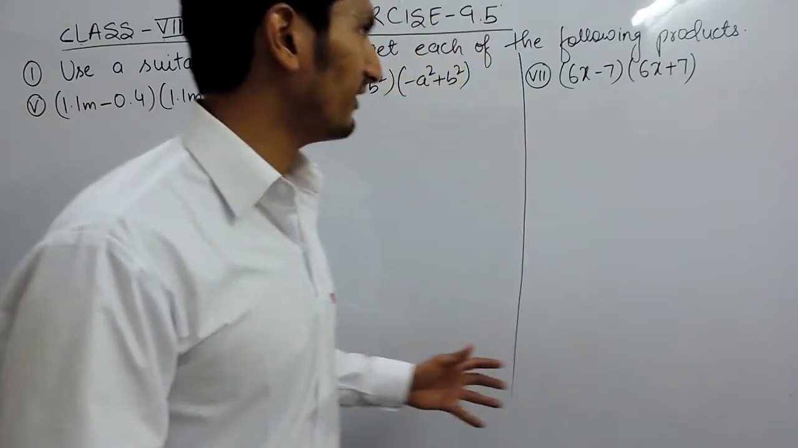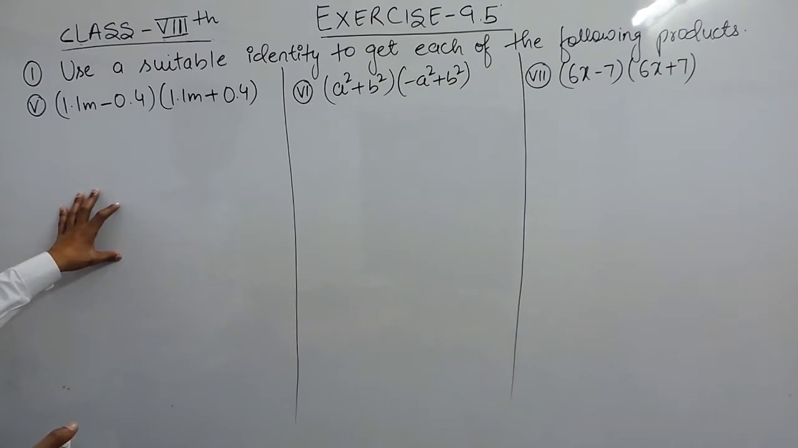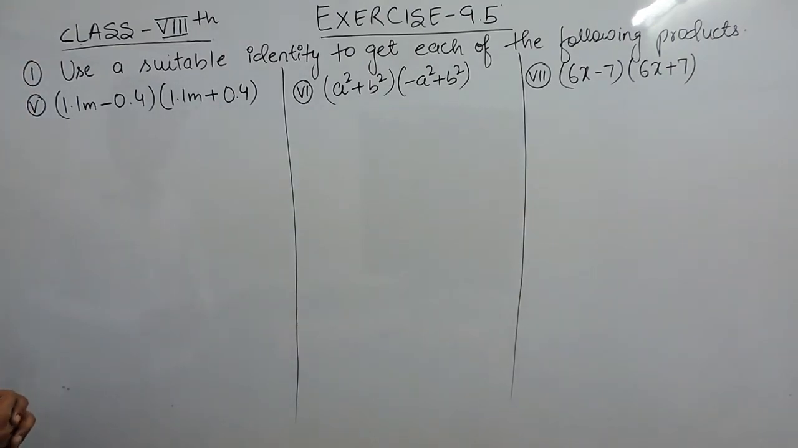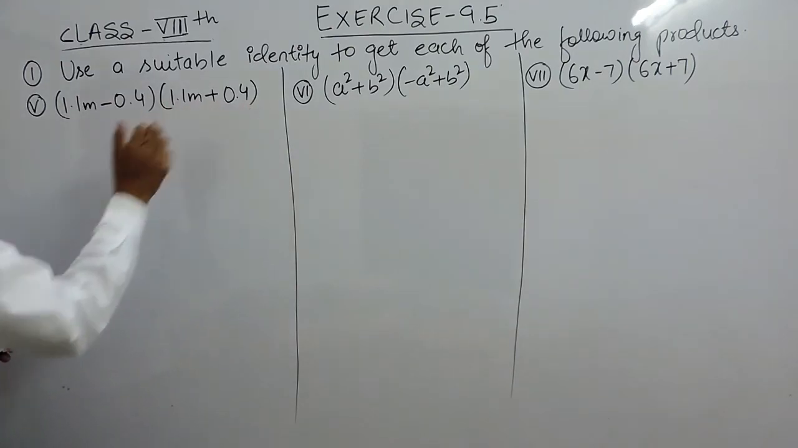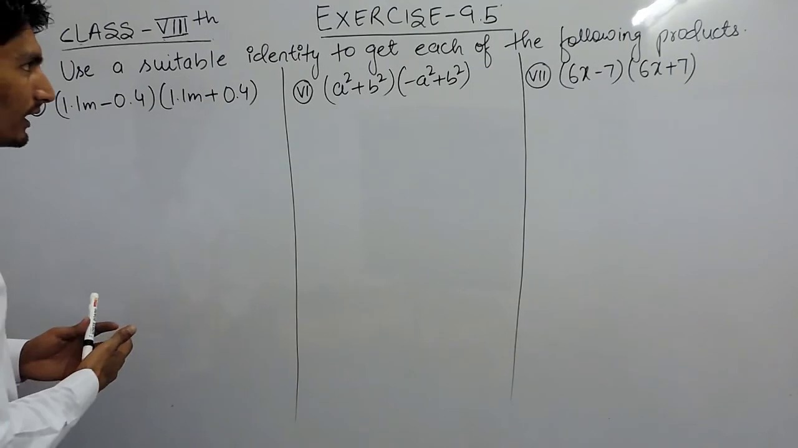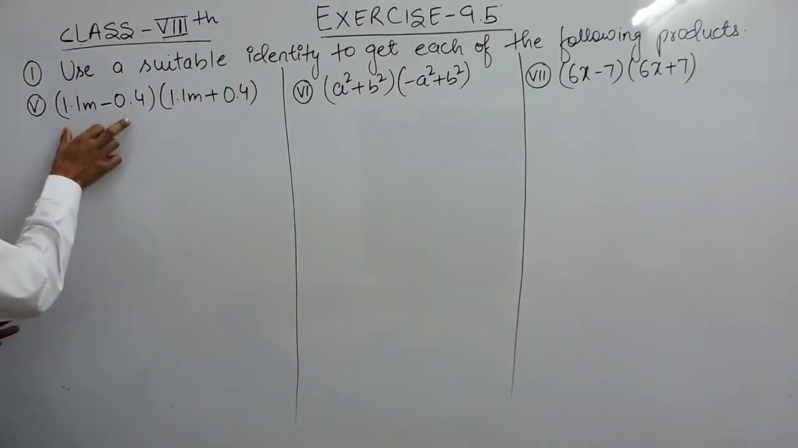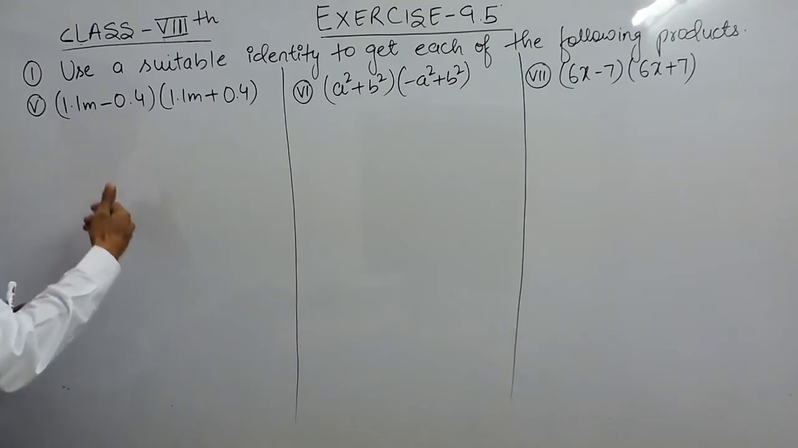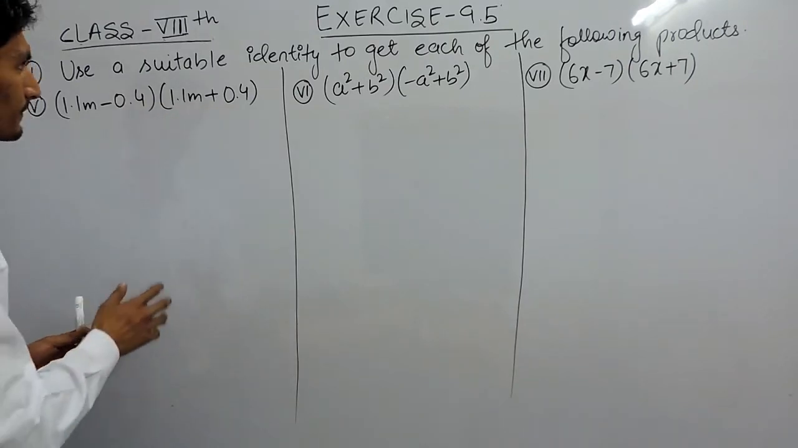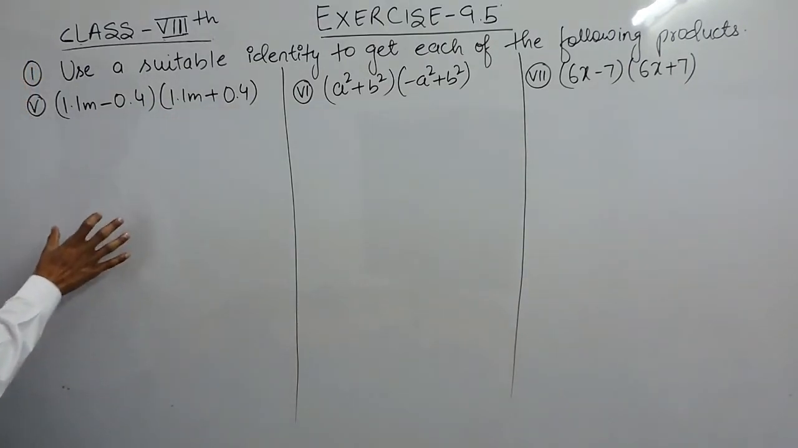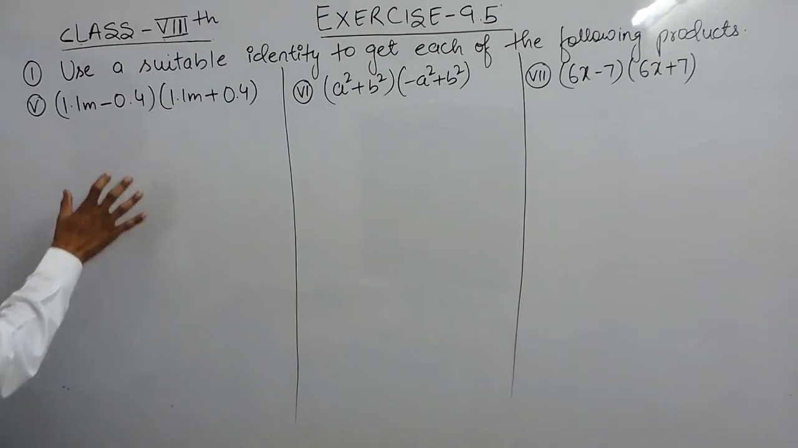Hello everyone, in this video we are going to solve parts 5, 6 and 7 of exercise 9.5, and in this question you have to use a suitable identity to get the product. Means you have to multiply this with this, and instead of directly multiplying you have to use a suitable identity. Identities are basically the simplified way to solve these kinds of questions, and there are certain identities which we can use.